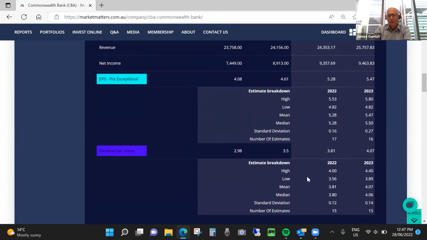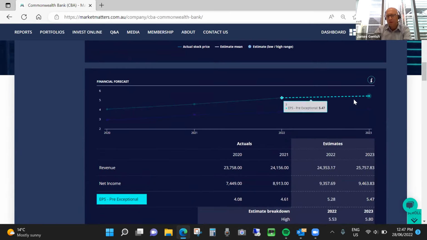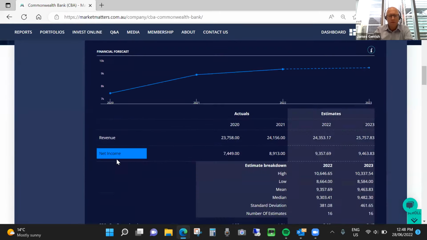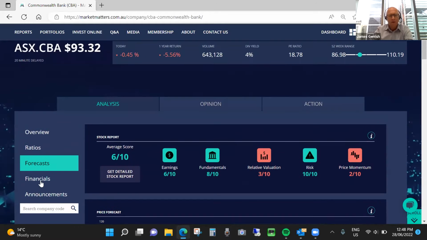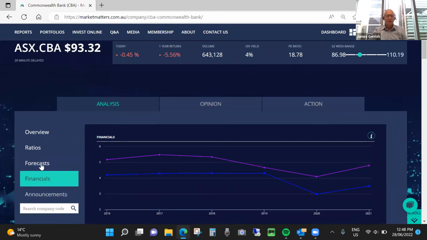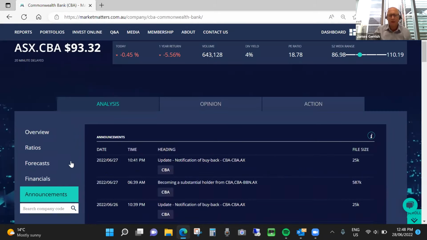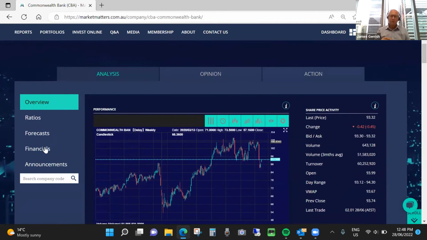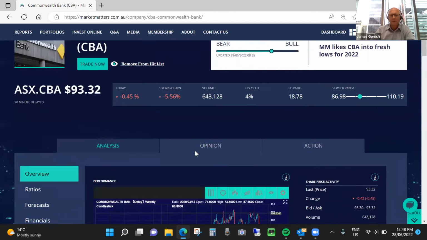You can look at the estimates and you can plot those estimates on the chart, so you can see what the stock has done in the past and what the market anticipates that stock will be doing in the future. So you can have a really good handle on whether or not it is going in the right direction. And finally, these are just company announcements that CBA has made, and you can download those company announcements very easily. The overview is where you go back to look at the bigger picture things on a particular stock.